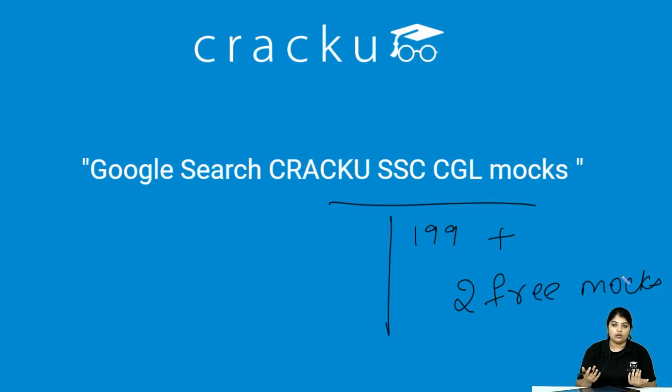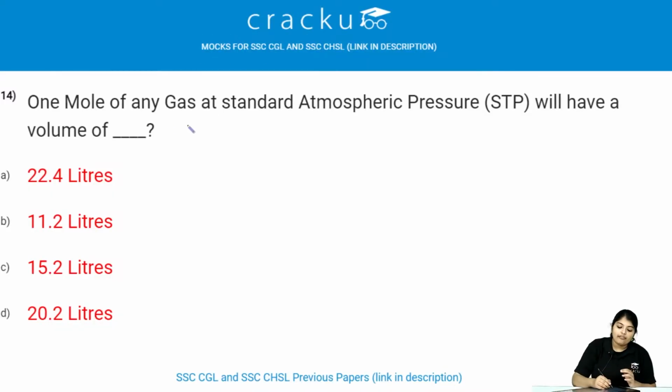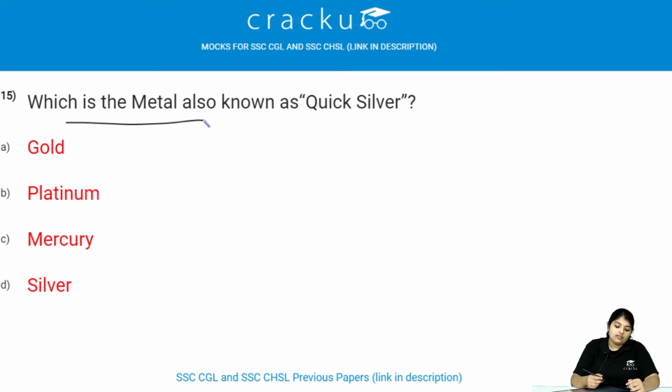1 mole of any gas at standard atmospheric pressure will have a volume of 22.4 liters. Which is the metal also known as quicksilver? Mercury is the metal also known as quicksilver. Its atomic number is 80.